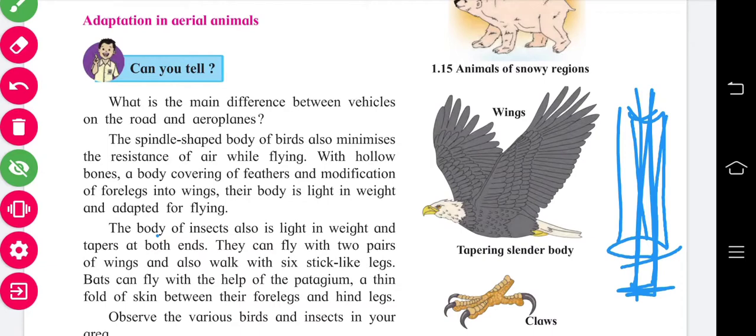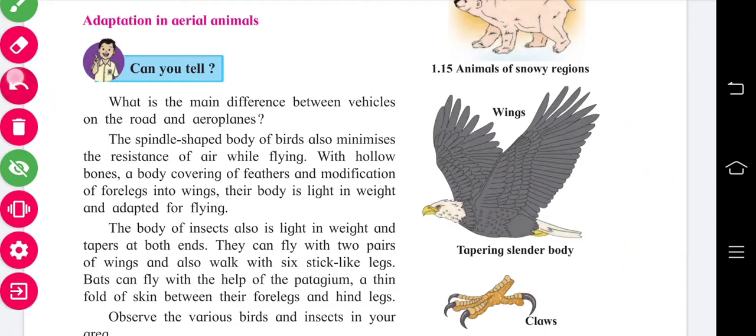Next is the body covered with feathers and modification of forelegs into wings. So what are forelegs? Foreleg means the front part of their wing. They will be covered with the feathers of their wing. Is it correct? So these are the forelegs modified into the wing. Okay. So that is useful for them. Yes, their body is lightweight and adapted for flying. So their body is also very lightweight as compared to other animals, okay, so that's why they can fly easily in air, okay. These are some basic characteristics of the aerial animal, is it?